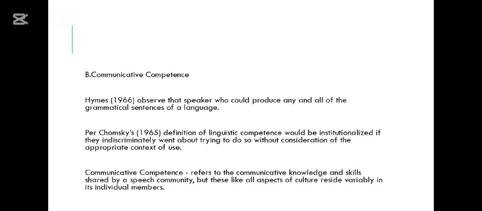Hymes, 1974, 1987, augmented Chomsky's notion of linguistic competence, knowledge of systematic potential, or whether or not an utterance is a possible grammatical structure in a language, with knowledge of appropriateness, whether and to what extent something is suitable; occurrence, whether and to what extent something is done; and feasibility, whether and to what extent something is possible under particular circumstances.